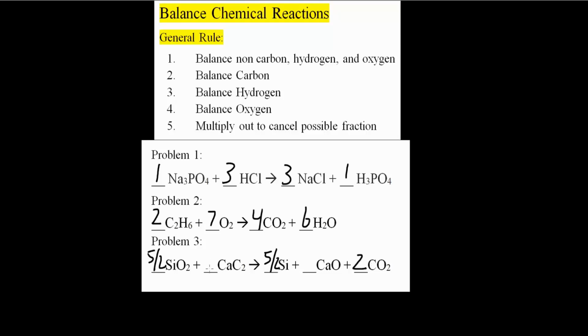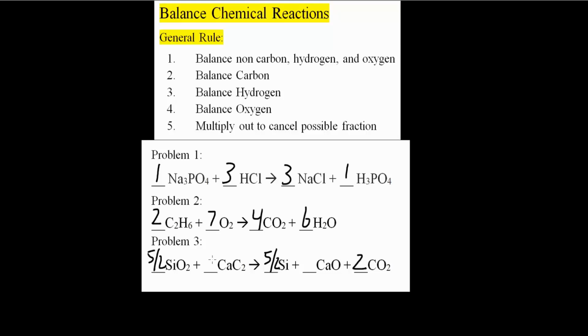Carbon is balanced. Oxygen, we have 2 times 2 is 4, 4 plus 1 is 5, 5 oxygen. So this is all balanced. The last step is to multiply out to cancel out possible fractions. So I would multiply everything by 2 to cancel out the 2 here and the 2 here.